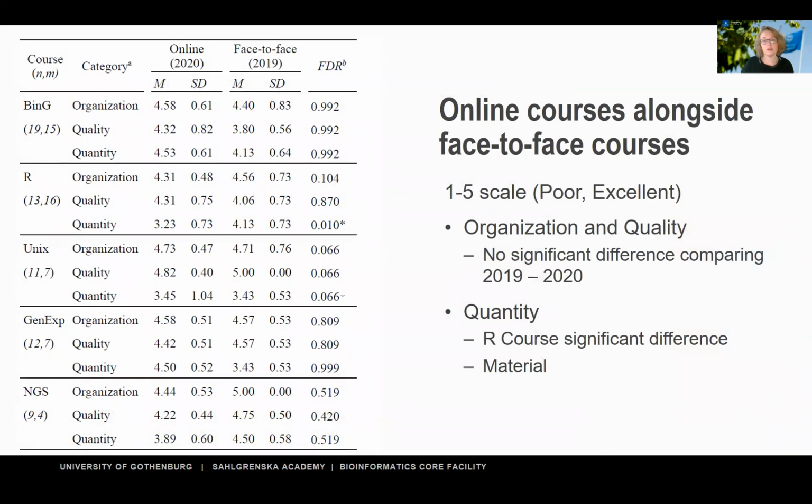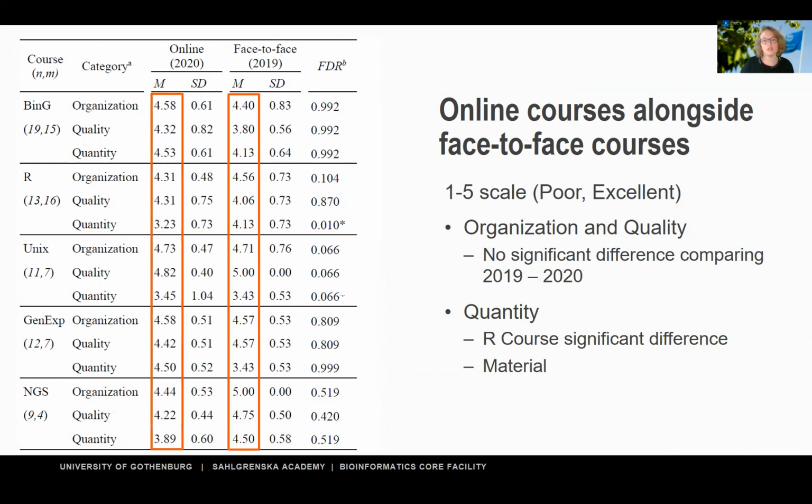We wanted to see if there was a significant decrease between the new online version of the course compared to the on-site counterpart the previous year. The scale ranged from 1 being poor and 5 being excellent. There is no significant difference comparing 2019 with 2020 in organization or in quality for the different courses. But there is a difference in the R course when looking at quantity. The students commented that they wanted more reading material in that course.